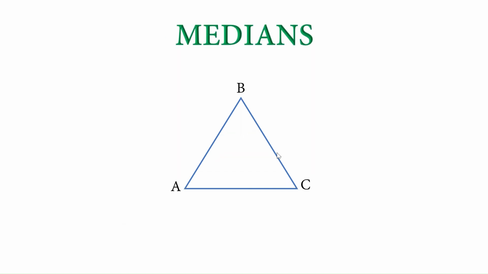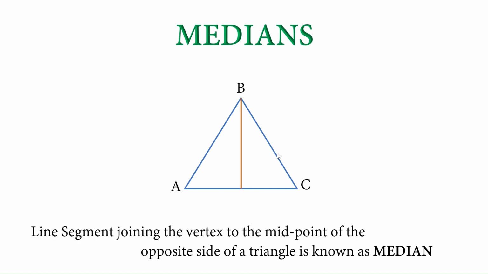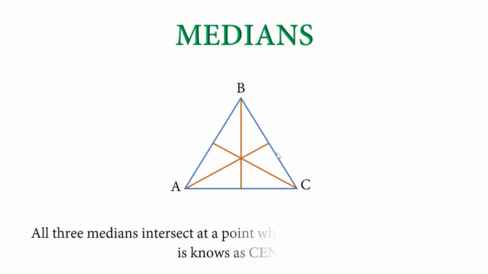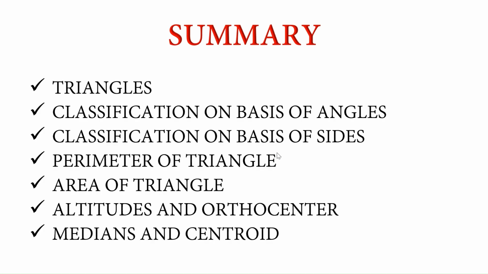When we draw a line from a vertex to the midpoint of the opposite side, it is called a median. If we draw medians from all the three vertices, they meet at a point, and this point is called the centroid, which is represented by letter G. In this video, we have covered basic information about triangles.